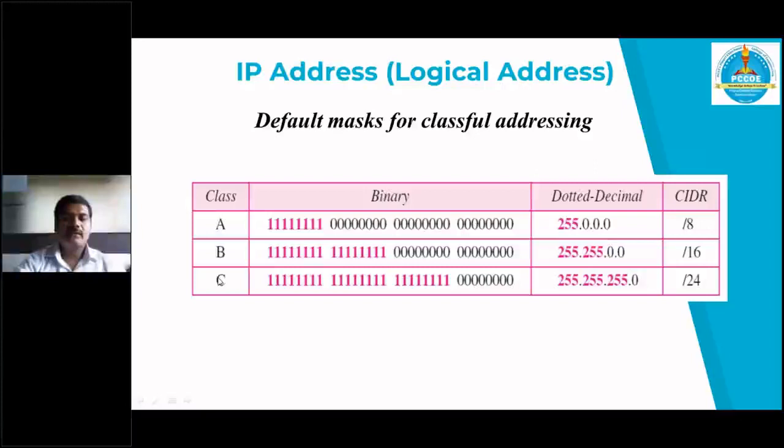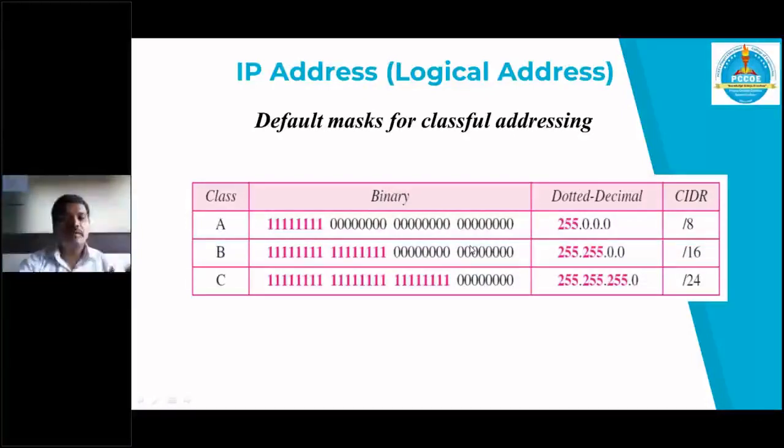So in class C, I can create a network which will have the size of 2 raised to 8, that is 256. So if my requirement is 500 computers, I may not be using a class C network. Instead, I can go to the class B network where the size of the network will be 2 raised to 16.